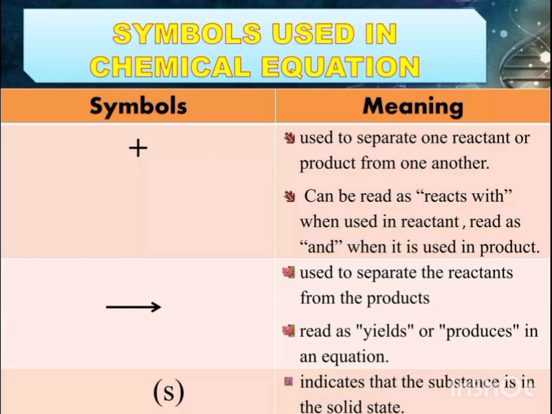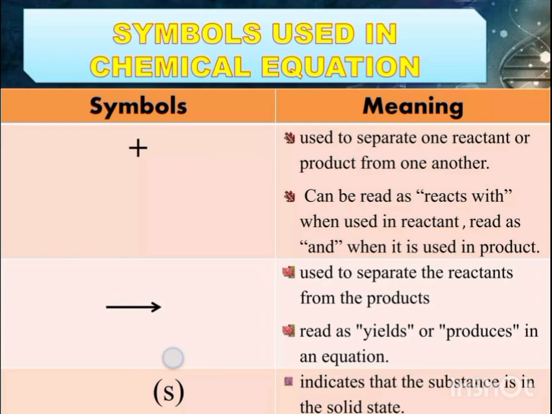Now there are some symbols which are used in a chemical equation, like plus, the sign of addition. It is used to separate the different reactants and the products, and it also describes the mixing of the reactants, so when something reacts with another one, you add a plus sign. A single-headed arrow is written in chemical reactions to separate the reactants from the products, and it is read as produces, gives, or yields. So that's how you are going to read it.